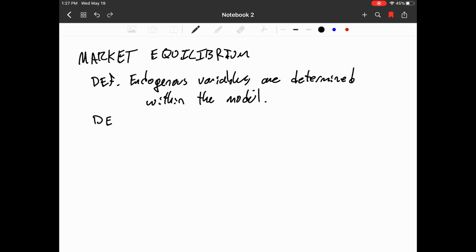And the variables that are determined outside the model are what we call exogenous variables.